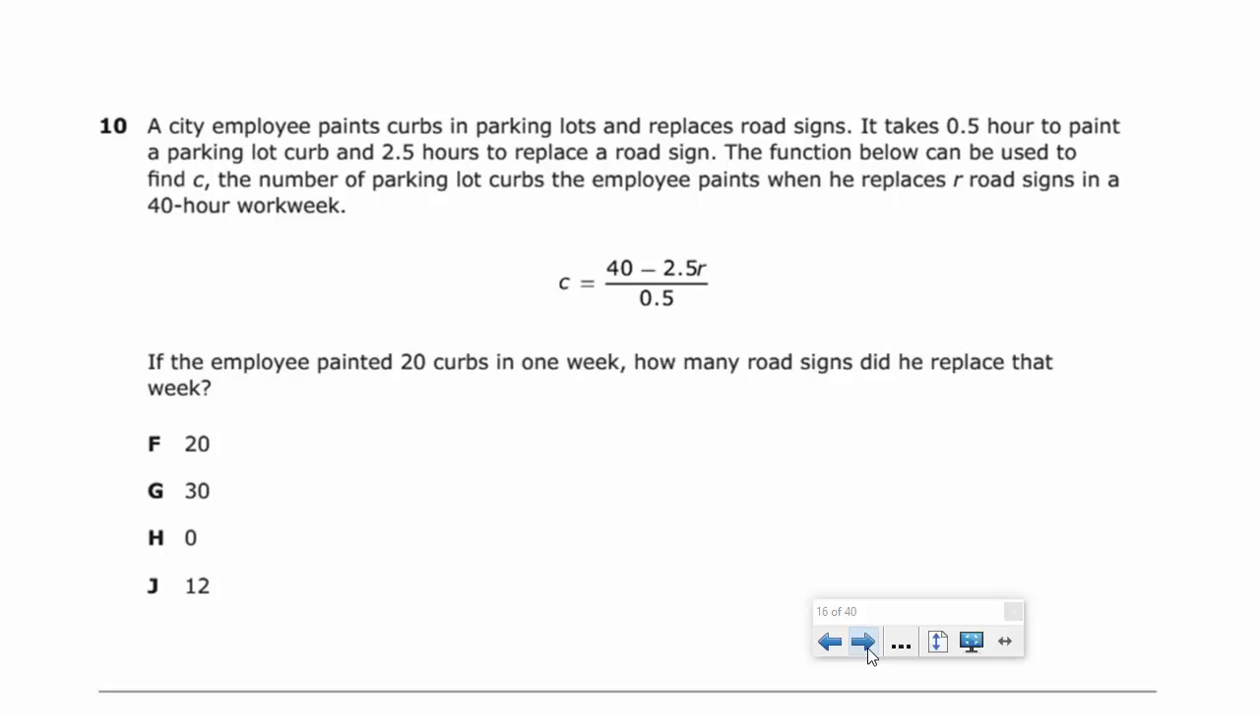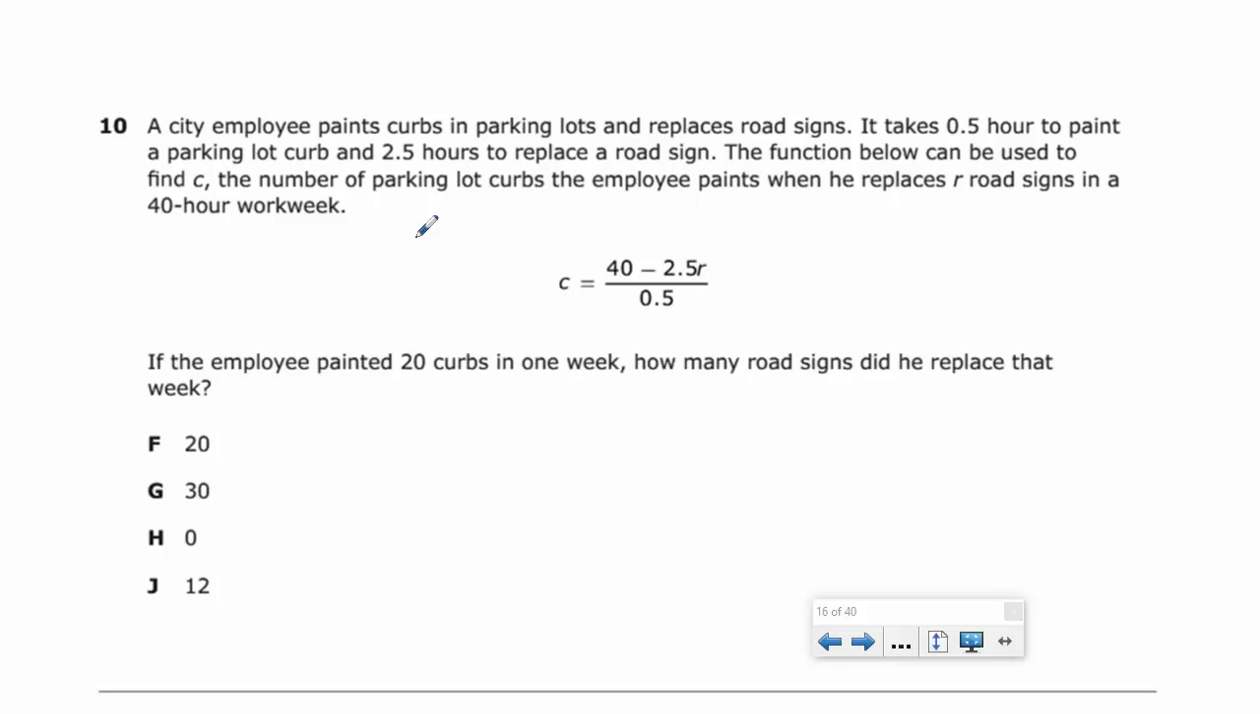All right, number 10. This is a wordy problem, but let's take the time. It's not that much work here. So we're going to say a city employee paints curbs in parking lots and replaces road signs. Okay, it takes half an hour to paint a parking lot curb, and 2.5 hours to replace a road sign. The function below can be used to find C, the number of parking lot curbs the employee paints when he replaces R road signs.